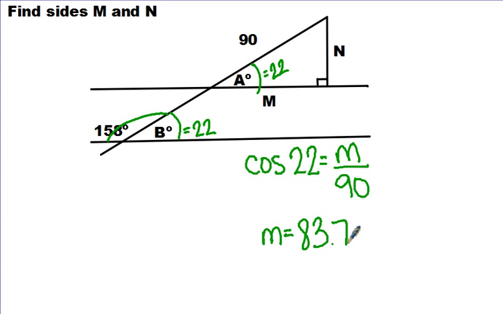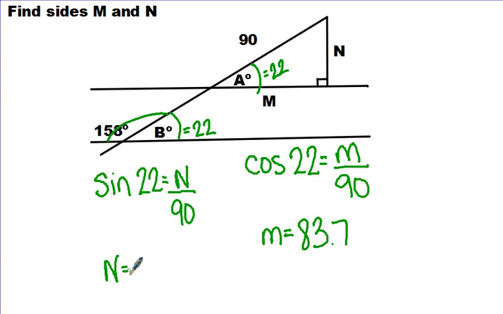Now in order to find N, N is the opposite of that angle, so we're going to use the sine function, opposite over hypotenuse. So the sine of 22 is the opposite, which is N, over the hypotenuse, which is 90. And in order to solve for N, we're going to multiply the sine of 22 times 90, and that will give us 33.3.